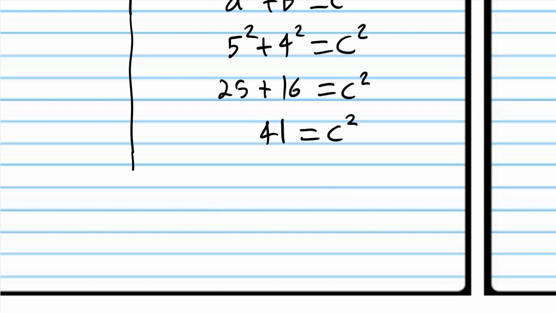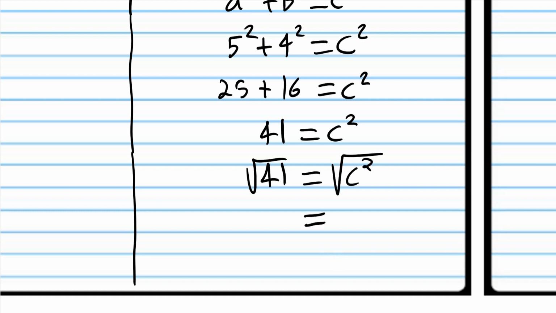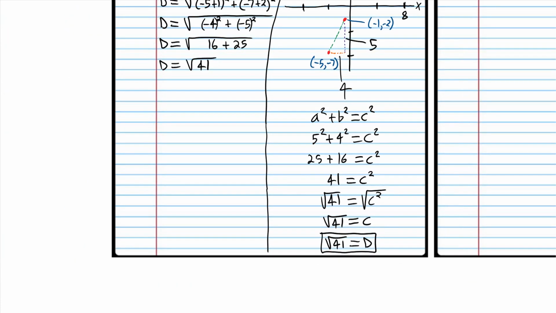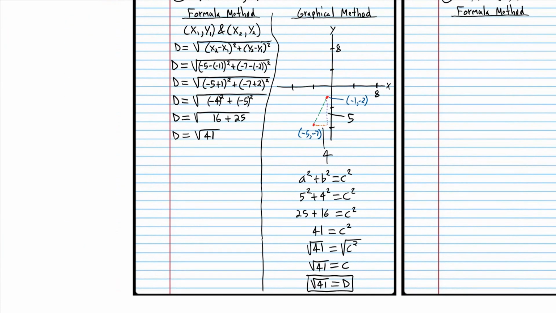And we've solved for c squared. We now know what c squared is, but we don't care about c squared. Okay, we want c. So we have to square root both sides. And again, I'm not going to put a plus or minus, because we know lengths cannot be negative numbers. So we just change that to d, and we have root 41. And you can see that's the same answer that we got in the formula method.